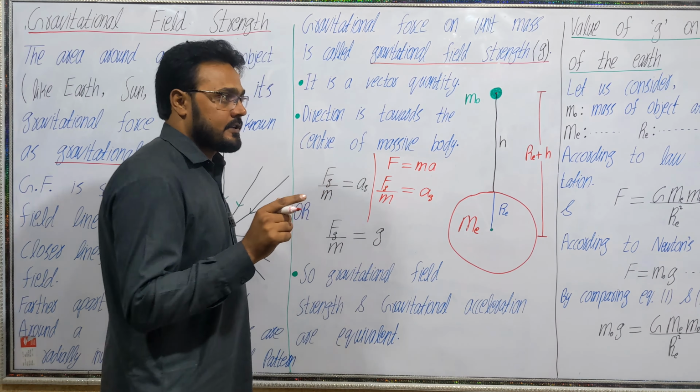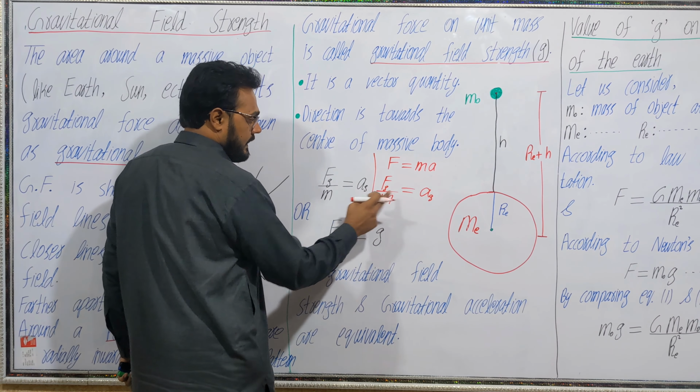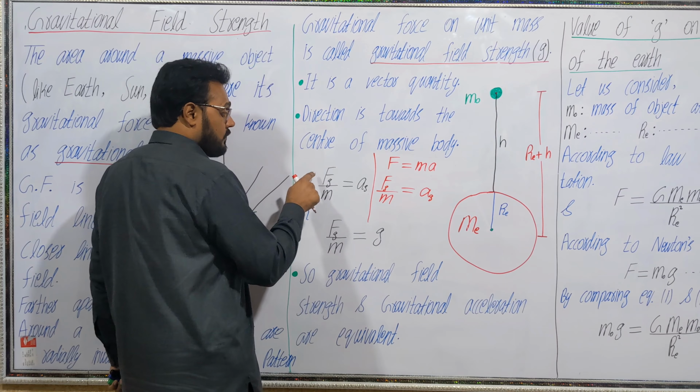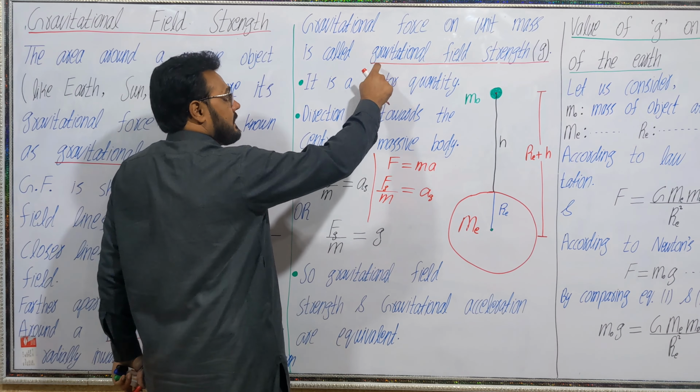So F over m, g is equal to A_g. Force on unit mass, which means gravitational field strength, is equal to A_g. A_g is the gravitational acceleration, or we represent gravitational acceleration with g.